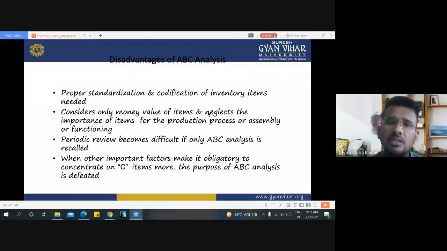This is the overall summary of ABC analysis, in which we have seen the definition of ABC analysis, always better control, the various steps used in ABC analysis, and the disadvantages and advantages of ABC analysis.